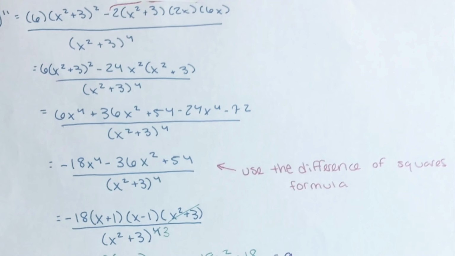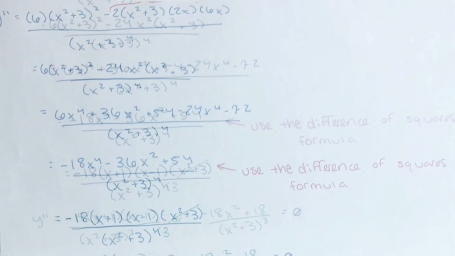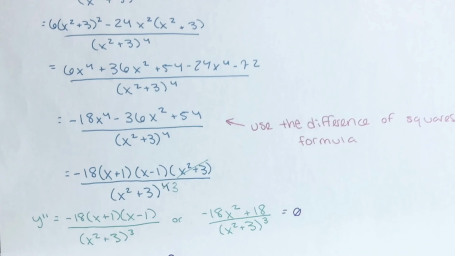Once you plug it in, you will get negative 18 times the quantity x plus 1 times the quantity x minus 3 times another quantity of x squared plus 3, and that x squared plus 3 will cancel with one of them in the denominator. Once you clean everything up, it'll look like either one of those two. You can have it either way.